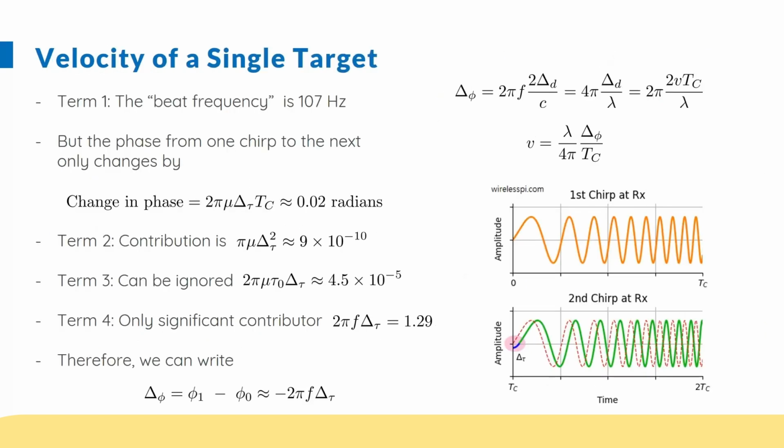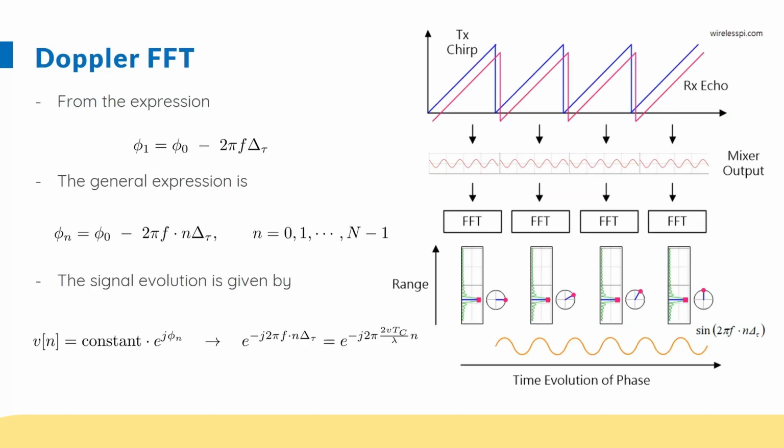Here we saw that delta phi can be written as 2 pi times 2 v tc over lambda. So 2 v tc over lambda, which is nothing but a complex sinusoid again, but this is not the same complex sinusoid as in the range domain. This is a complex sinusoid in the time evolution of phase, which we'll call slow time. Chirp after chirp, the phase is collected and that turns out to be a sinusoid with frequency 2 v tc over lambda.